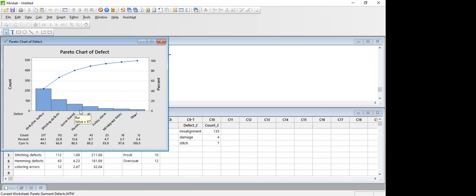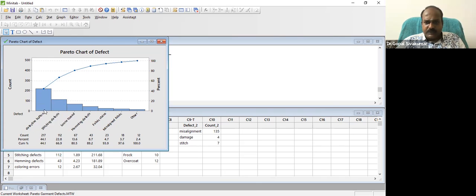Yes, sir. Right. Now you all know what this bar represents and what the height of the bar represents. The height of the bar is 217. This is nothing but this number. The next bar height is 112. What is this 112? The number of times the stitching defects have happened. All of you understand the height of the bar now.